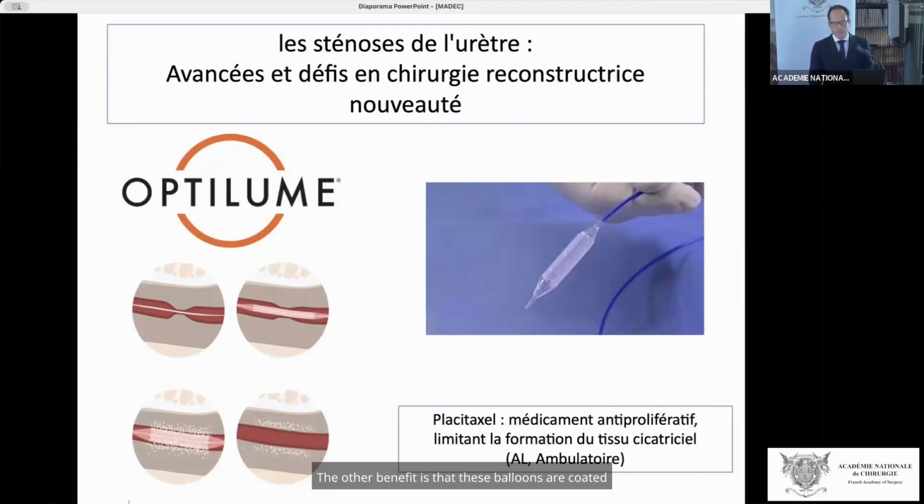The other benefit is that these balloons are coated with paclitaxel, which is an anti-proliferative drug that would at least limit the recurrence of the stricture. They have rates slightly higher, more around 60 to 70% effectiveness. So we still need to give it some time before confirming things. For now, they only have an indication for bulbourethral strictures, and we already see that in clinical practice it's used for all types of strictures. So, it's probably an advancement, but it must be used for the right indications.